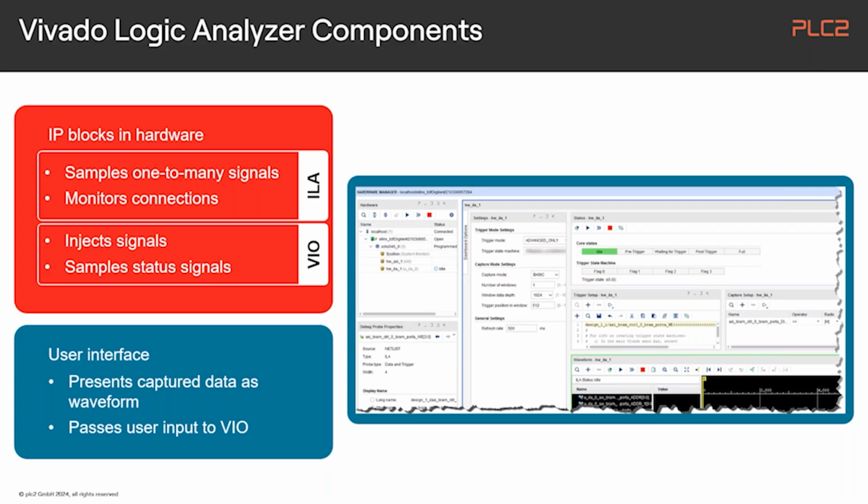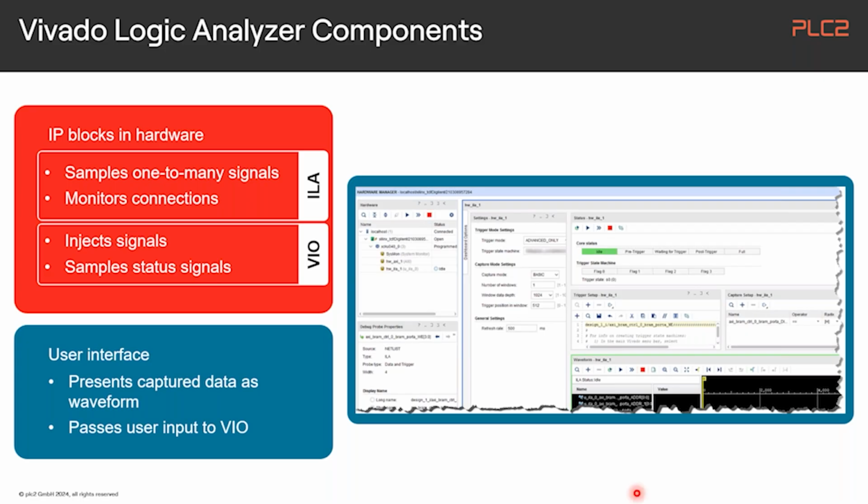The ILA IP samples one to many signals simultaneously, and the VIO core can both inject signals, so virtual input, as well as virtual output, so that the remote user can activate or change modes within the design and sample status signals. So I will not show you the features of VIO here. In the slides, you will see the use of ILA, but actually you can even combine probes with many different instances as far as you provide resources for these IPs.